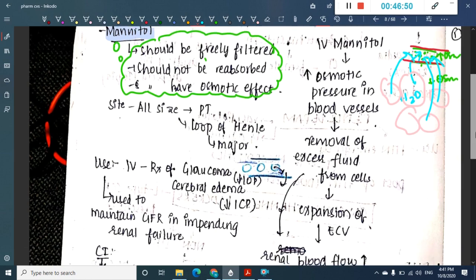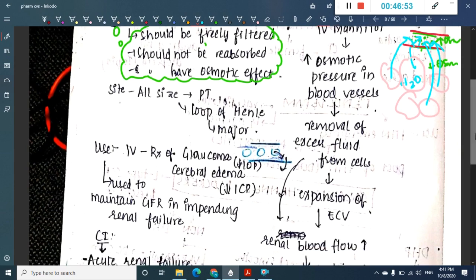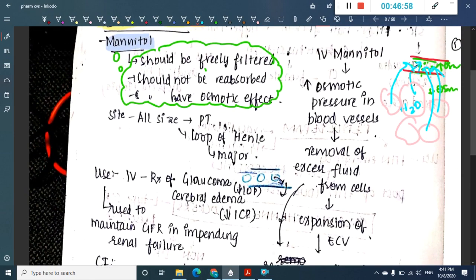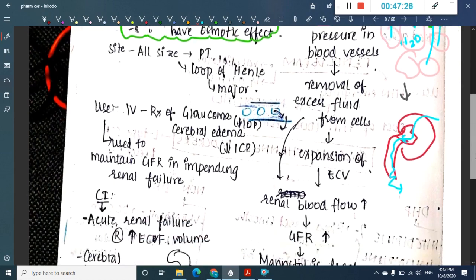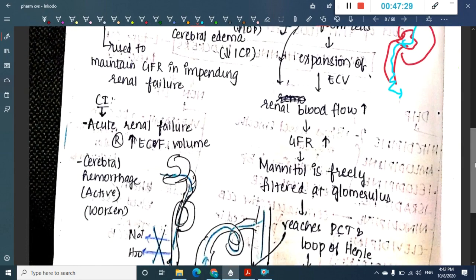As a result, the extracellular fluid is decreased, and the fluid in the blood has increased. Now this blood with fluid reaches the kidney, the renal tubules, where it is filtered and lost. This will help in the removal of fluid, and mannitol also gets filtered and lost.